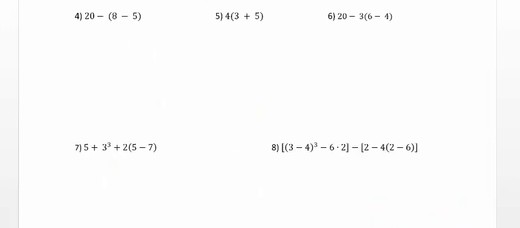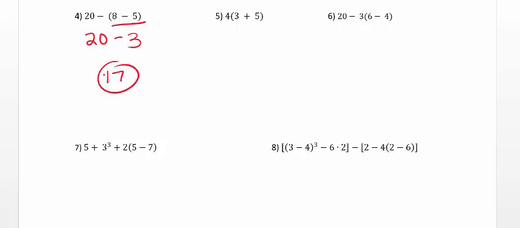Now in number 4, we do have parentheses, so that's going to come first. And I'm going to go ahead and evaluate what's inside of the parentheses. So I'm going to rewrite 20 minus, and then I'm going to write 8 minus 5. That has to happen first. That's going to be 3. And then I can go back and do 20 minus 3 is 17.